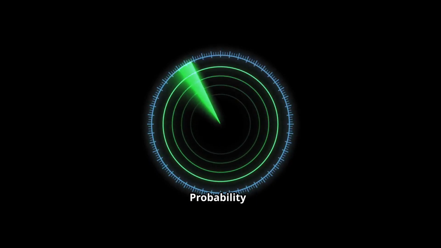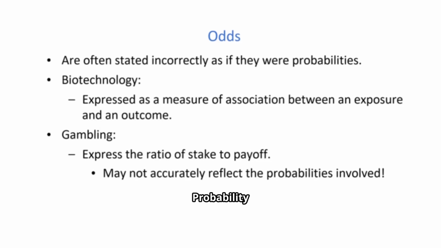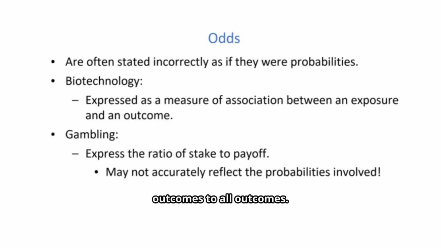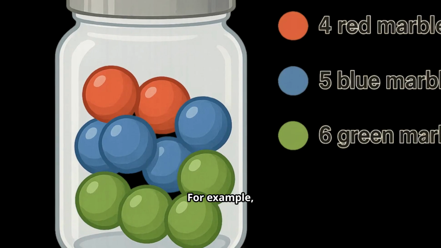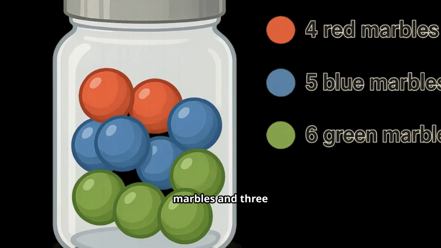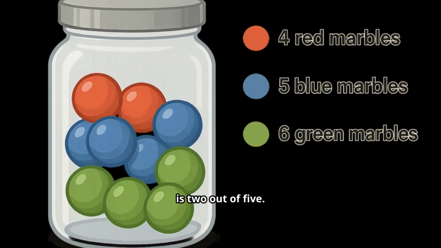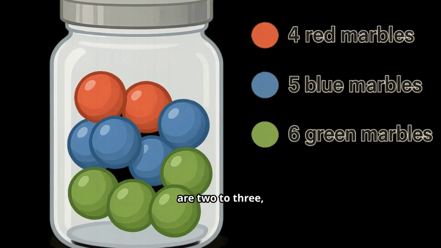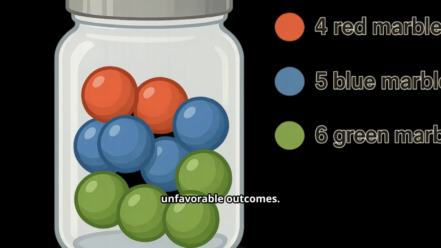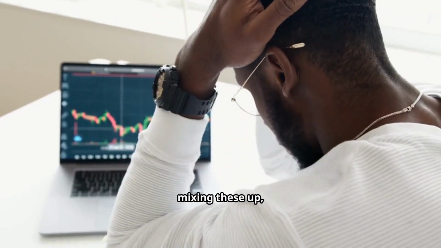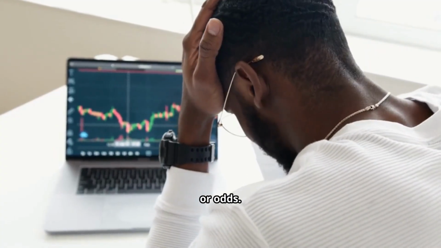Odds versus probability. Probability and odds are related, but they are not the same. Probability compares favorable outcomes to all outcomes. Odds compare favorable outcomes to unfavorable outcomes. For example, let's say you have a bag with 2 red marbles and 3 blue marbles. The probability of drawing a red marble is 2 out of 5. But the odds of drawing a red marble are 2 to 3 because there are 2 favorable outcomes and 3 unfavorable outcomes. A common mistake is mixing these up, so always check whether the question asks for probability or odds.